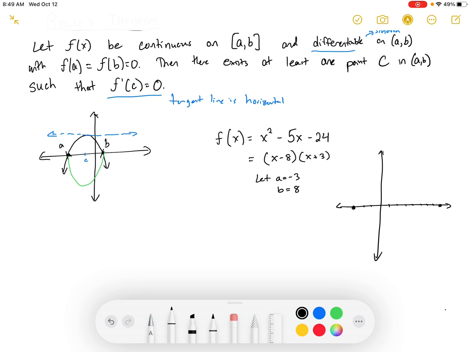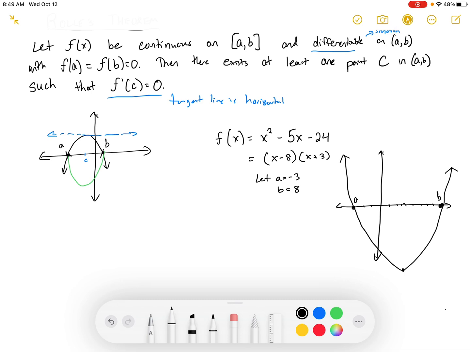Because it's a parabola, it's going to be symmetrical, so we know the vertex is going to be at 2.5, because that's right in between negative 3 and 8. So it's going to look something like this. Here's A, and here's B.